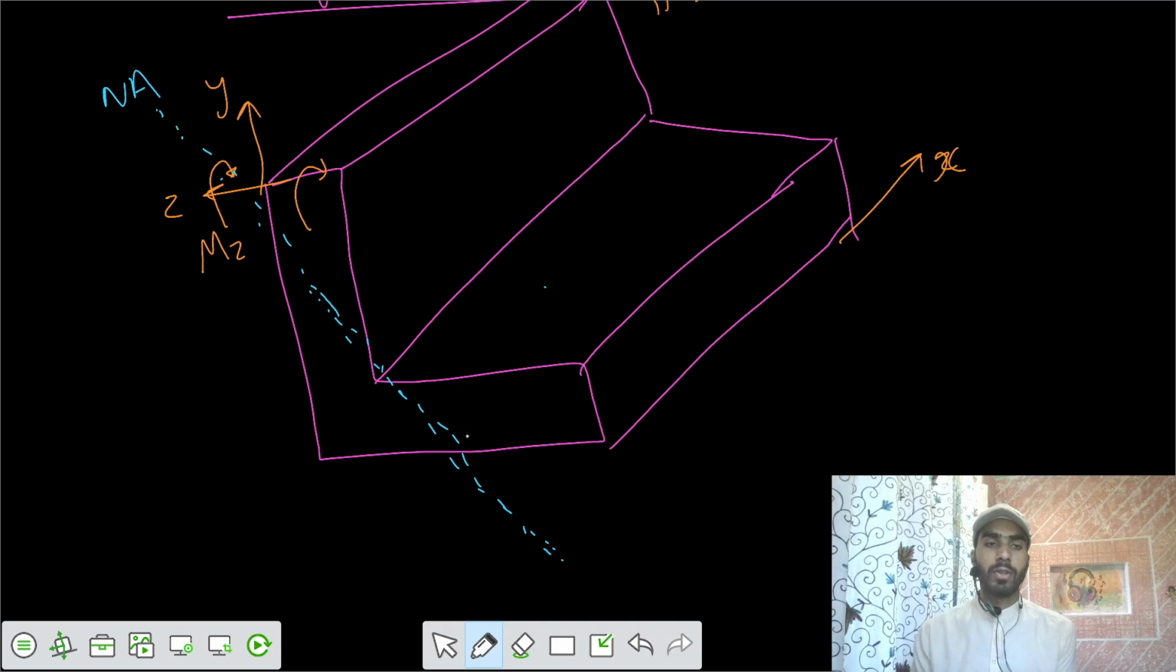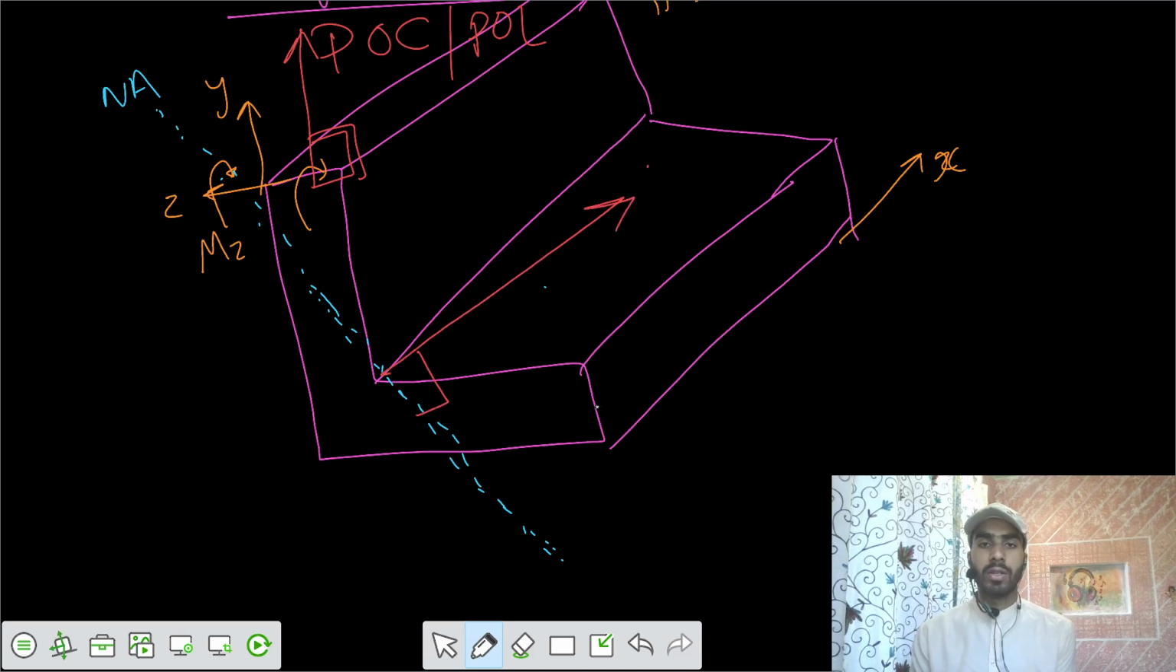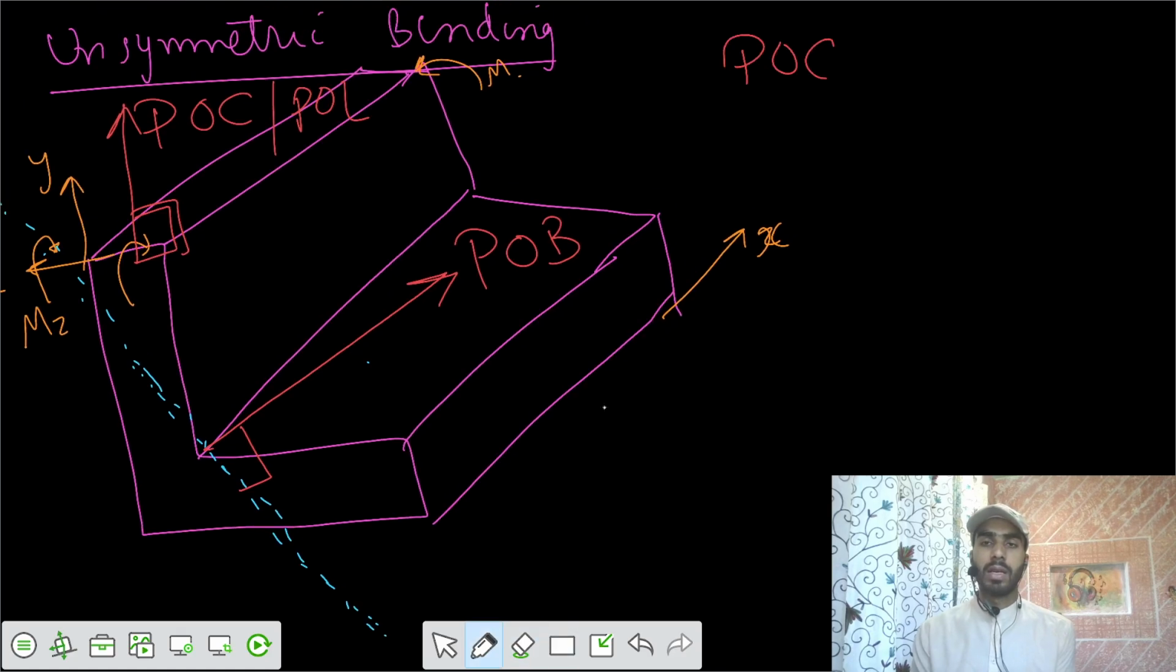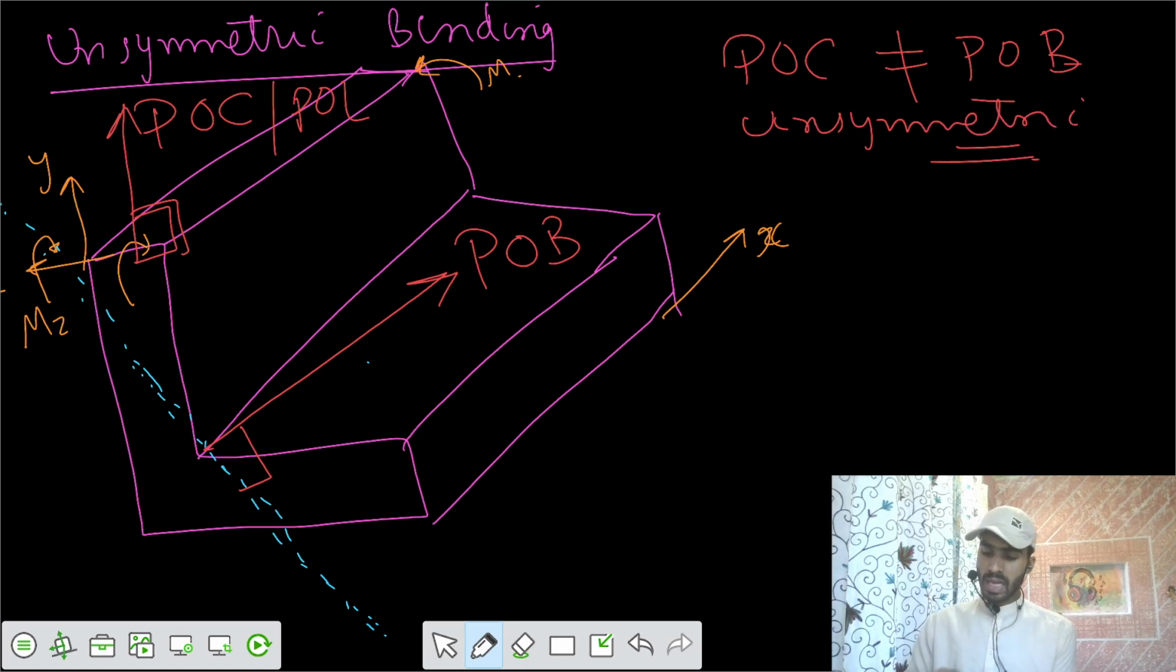Now if you have those two conclusions, if you draw a line perpendicular to the moment z direction, we call that the plane of couple or plane of loading. And next, you draw a line perpendicular to the neutral axis, and we call it the plane of bending. That means bending would happen in this plane. So we can say the plane of couple does not coincide with the plane of bending. So we can say this is unsymmetric bending.